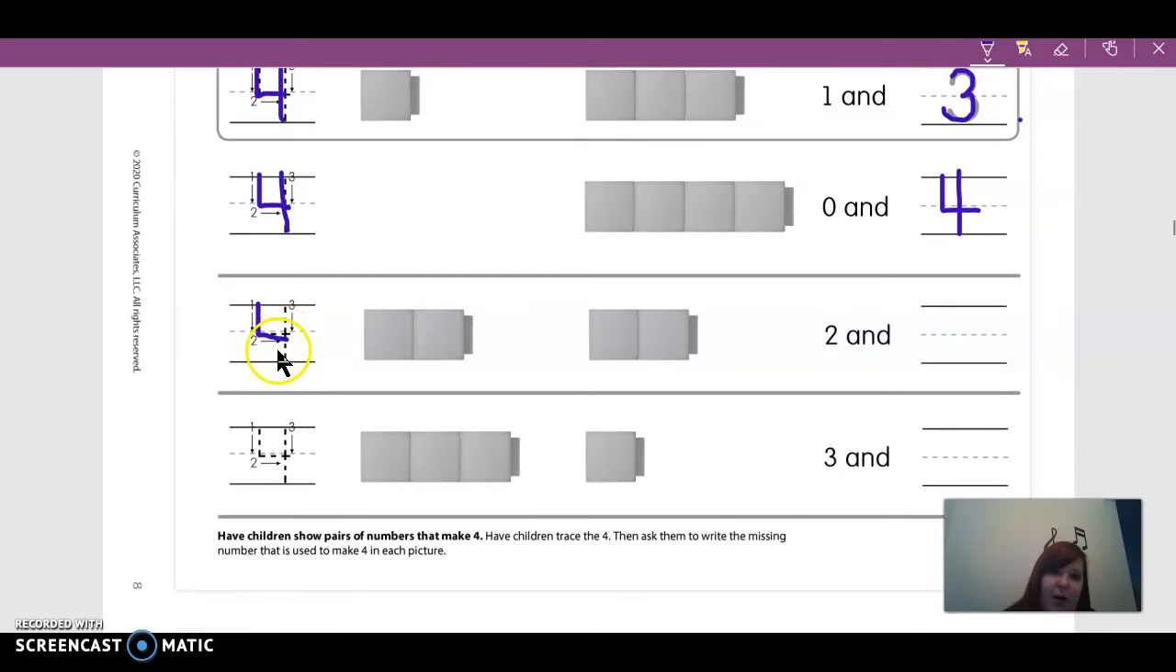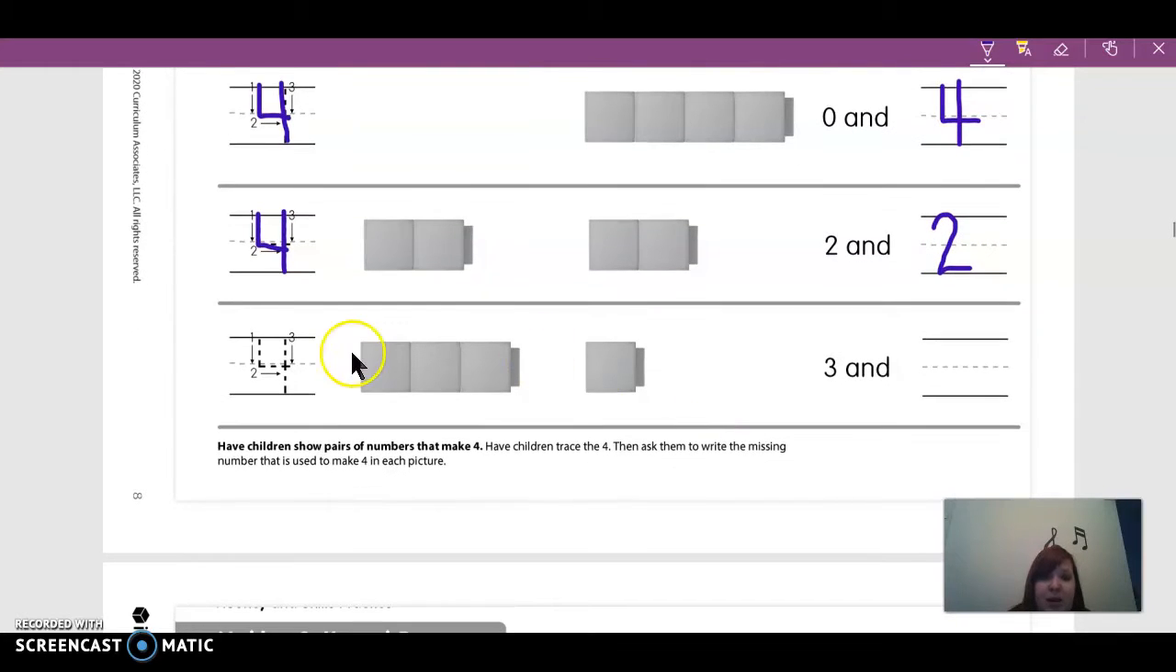Trace the 4. How many are in the first part? 2. How many in the second part? 2. So you have 2 and 2 make 4. So what do I need to write here? 2. 2 and 2 make 4. Okay, the next one. Trace the number 4. How many in the first part? 3. How many in the second part? 1. So you have 3 and 1 make 4.